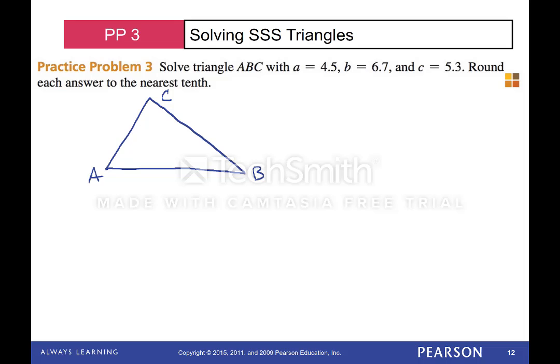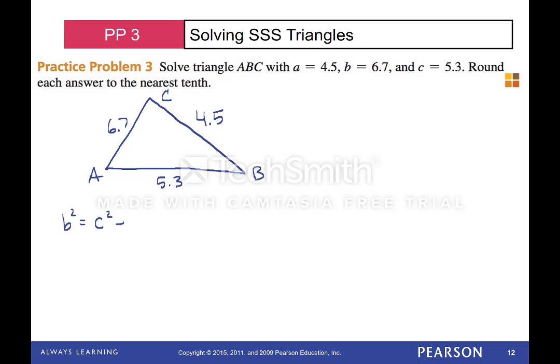Don't have to always do it that way, but that's usually what we do. All right, 4.5 for A. I got a B of 6.7. I got 5.3. So let's go for it here. Pick whichever one you want. You can actually find A, B, or C.